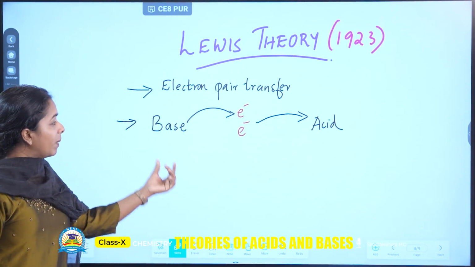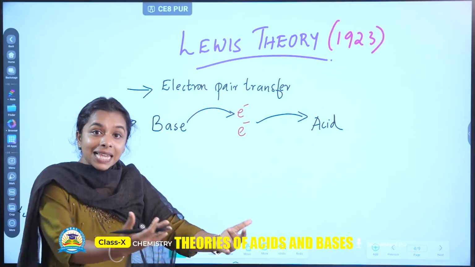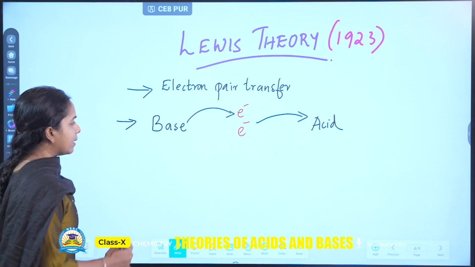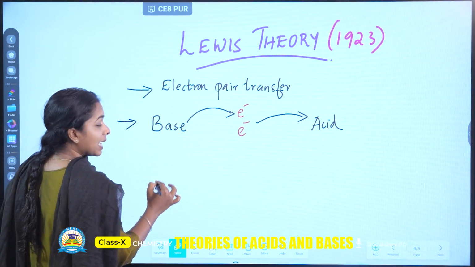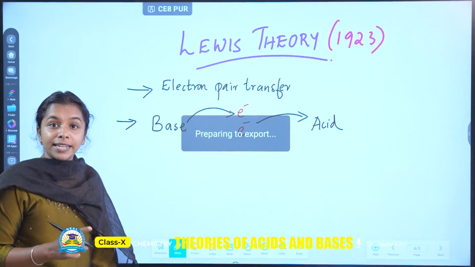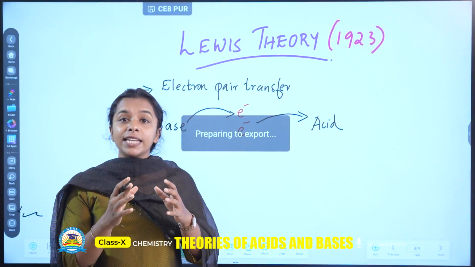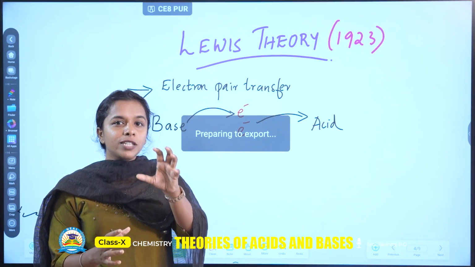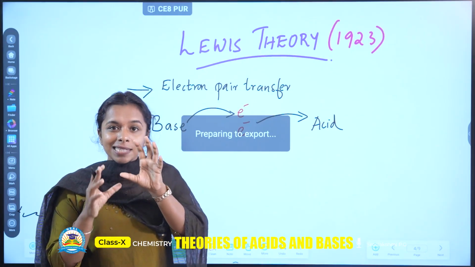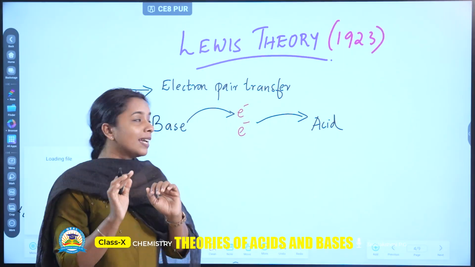Can you see here? Base is giving 2 electrons, and acid is accepting those electron pairs. For example, here I am considering base as NH3. What is NH3? Ammonia, right? In case of NH3, there is a nitrogen present in the ammonia molecule as a central atom, and there are 3 hydrogen atoms around the nitrogen.